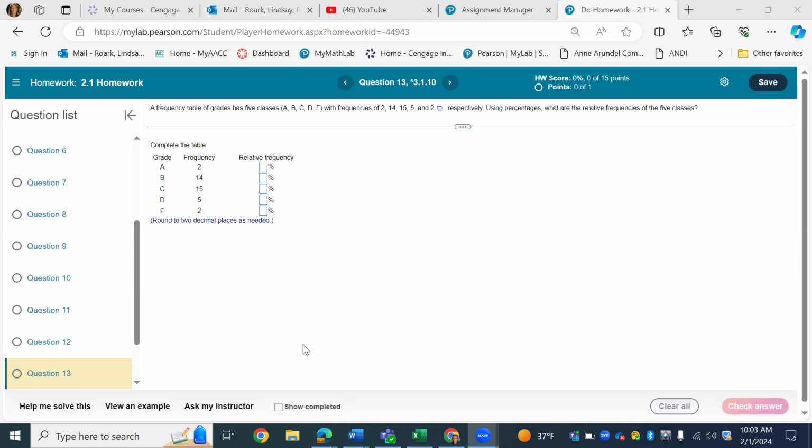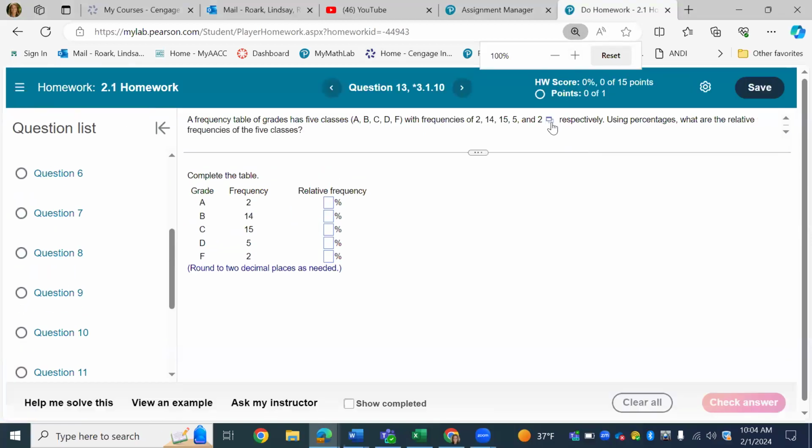Okay, so first things first, it says a frequency table of grades has 5 classes, A, B, C, D, and F. I'm going to go ahead and zoom in a little bit because it's a little hard to see. Okay, with frequencies 2, 14, 5, and 2, respectively. And then you'll notice also there is a little blue square hyperlink that says click to copy table. So we can do that if we want to, and we'll talk some more about that as well. It says using percentages, what are the relative frequencies of the 5 classes?